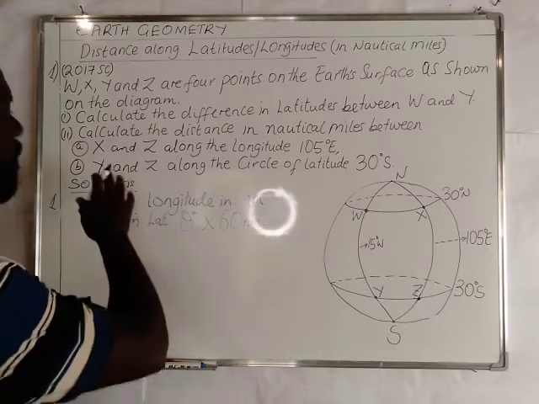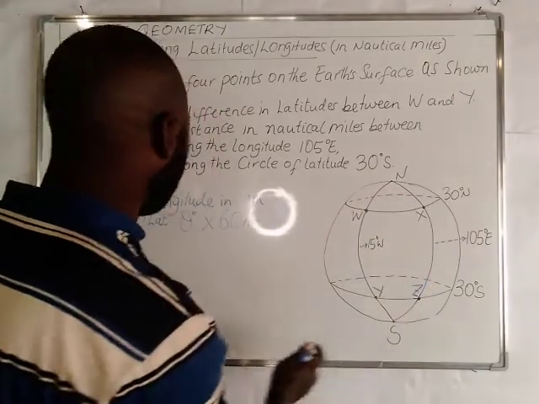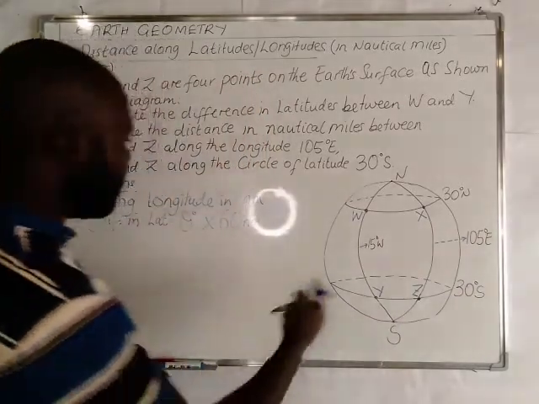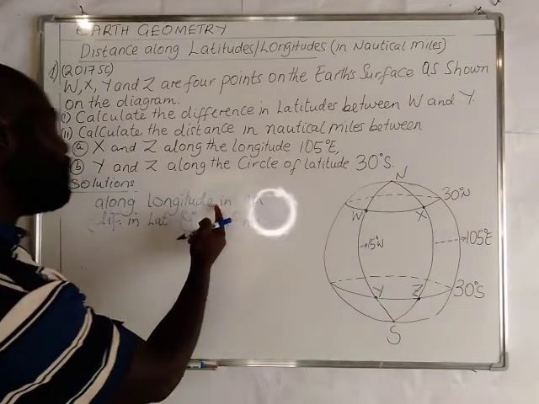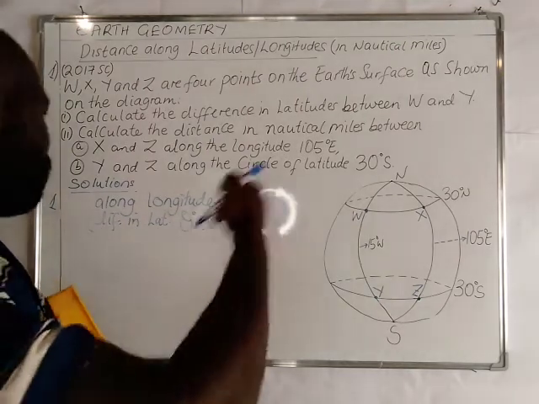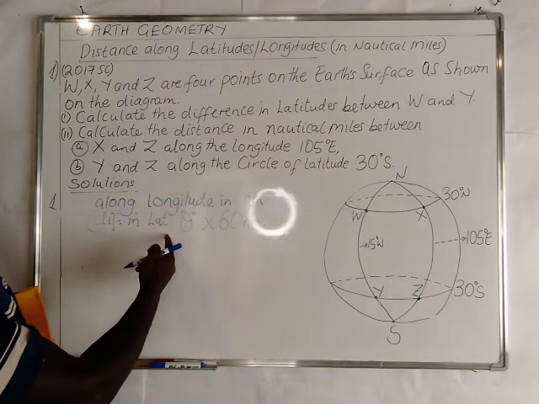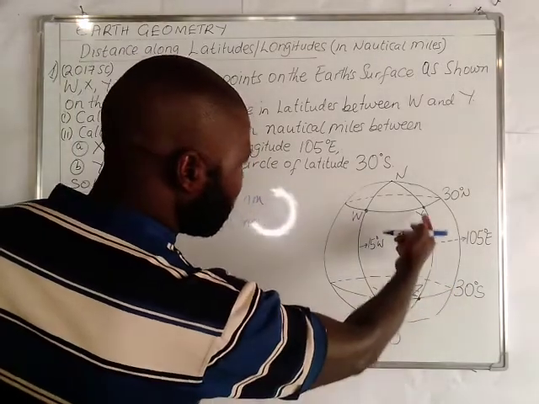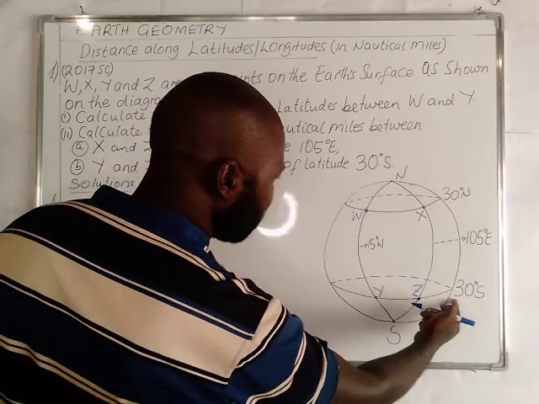Calculating the distance between X and Z. You can see X and Z are along longitude 105 degrees east. So we just need to get the difference in latitude, because we are getting the distance along longitude. It's like we do the opposite: along longitudes, difference in latitudes. So our theta will be the difference in latitude between X and Z: this is 30 degrees north, this is 30 degrees south.